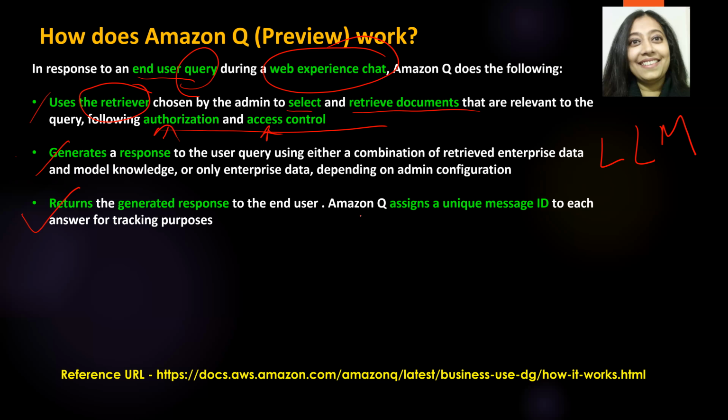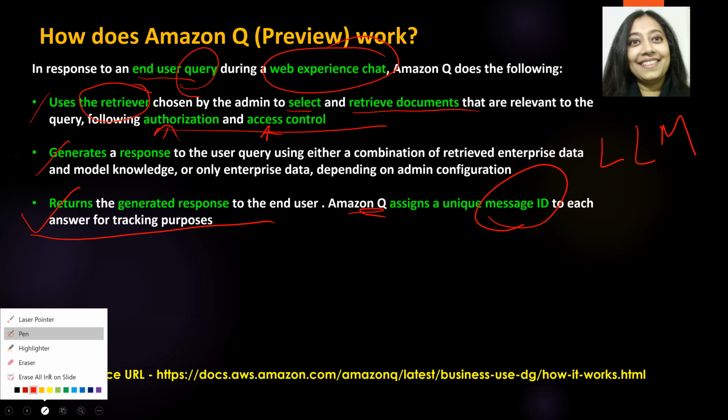Behind the scenes, Amazon Q assigns a unique message ID for every answer that it sends out. That is purely for tracking purposes. So hopefully this is clear, right?